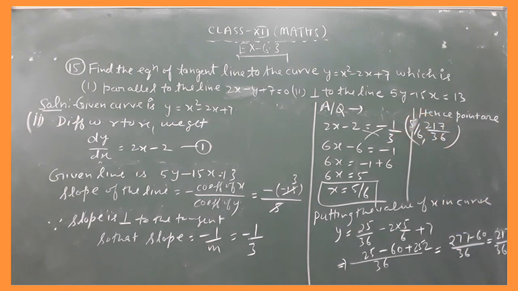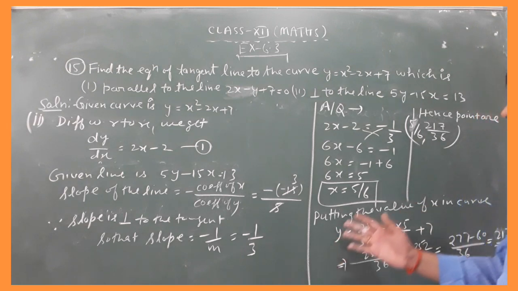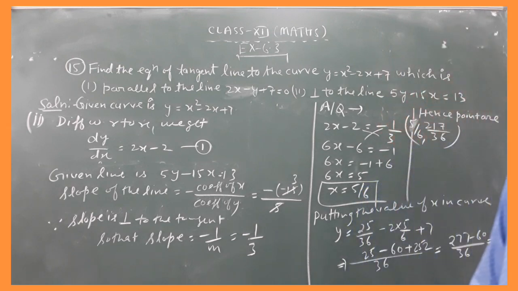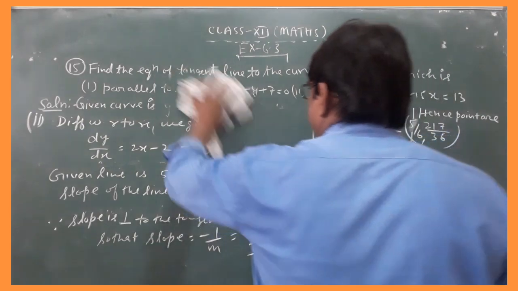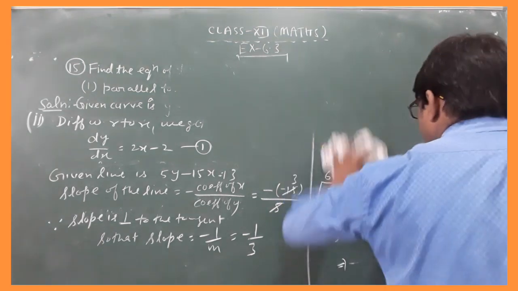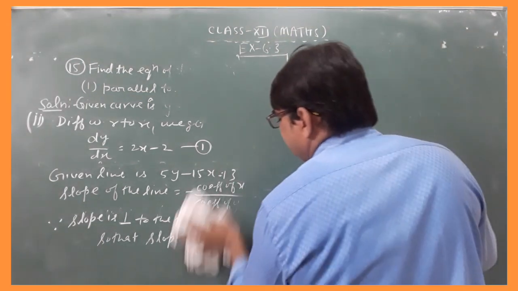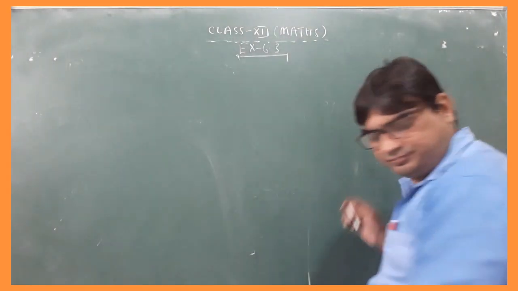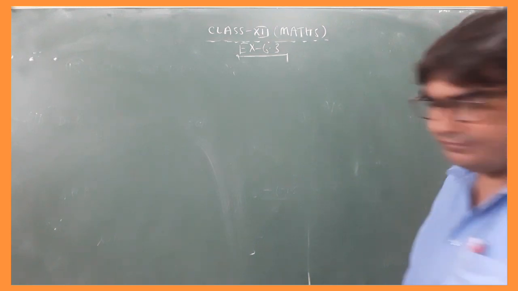अब क्या करेंगे, इक्वेशन ऑफ टेंजेंट निकाल लेंगे, पुट कर देंगे y minus y1 is equal to m into x minus x1। इस पॉइंट पे आप स्टूडेंट you can easily solve it, do yourself. Next question, question number 16.